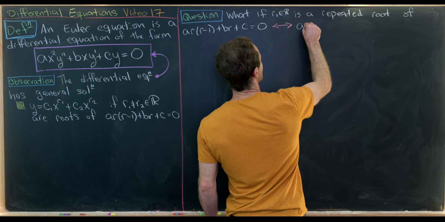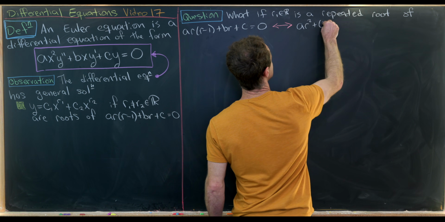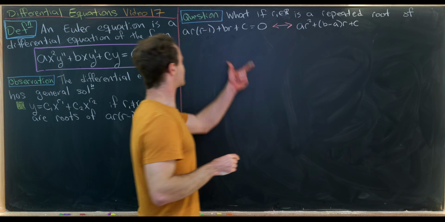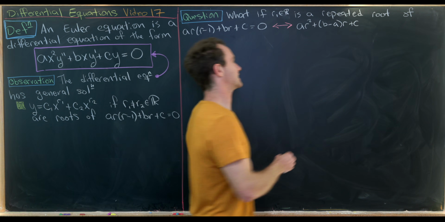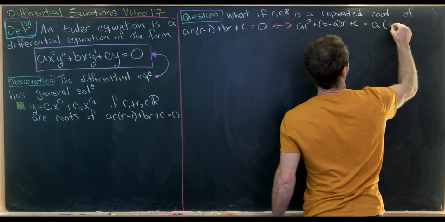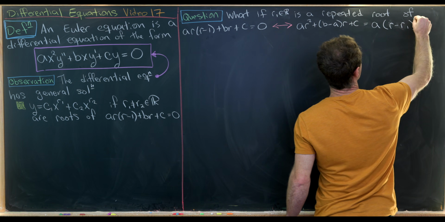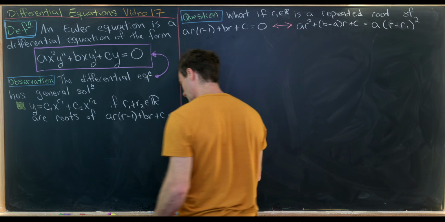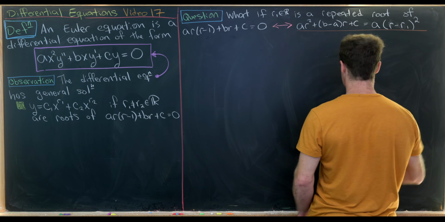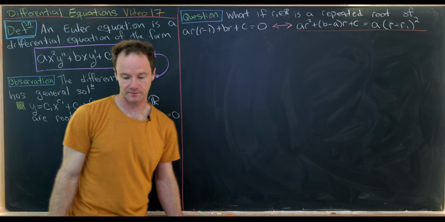So we have ar squared plus b minus a times r plus c. So that's what I get from expanding this left-hand side is in fact equal to a times r minus r1 quantity squared. So that's what it means for us to have a repeated real root, is that it factors as like a perfect square binomial.